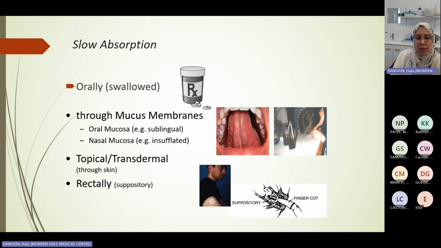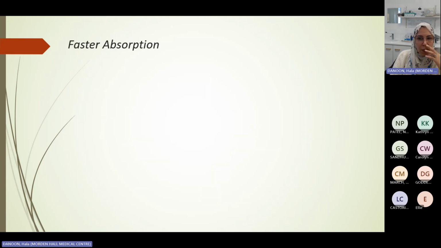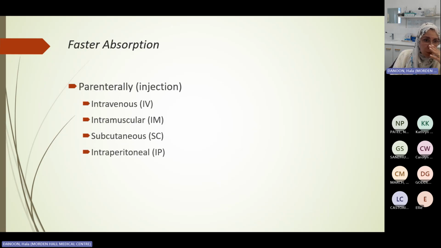And the same with the rectal route. Although it is highly vascular within the rectum, still there is a time delay until it reaches the blood. Faster absorption is through parenterally administered drugs, whether through IV, IM, subcutaneous, or intraperitoneal.